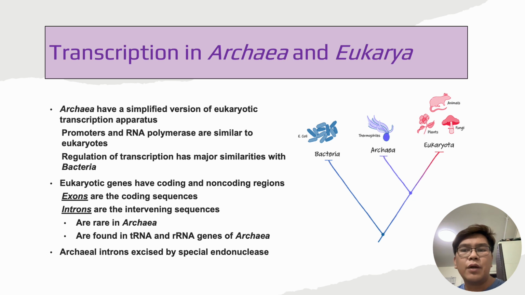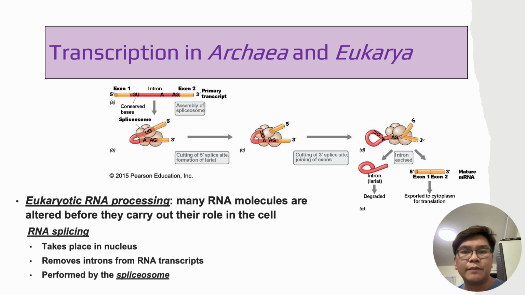On the other hand, remember that eukaryotic genes have exons and introns, which are rarely found in archaea and are only found in their rRNA and tRNA genes. Also, archaeal introns are excised by special endonucleases. For eukaryotic RNA to be translated, pre-mRNA needs to be processed prior to translation. Specifically, spliceosome is assembled to cut the intron, thus forming a lariat, and bind together the exons, which will then be translated to proteins.